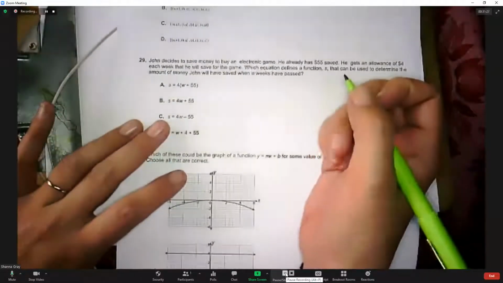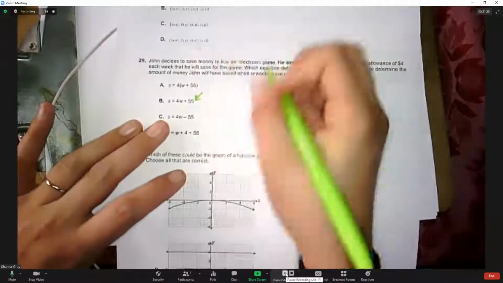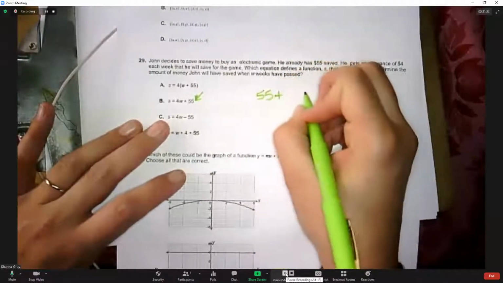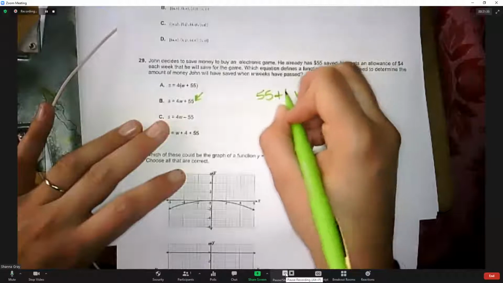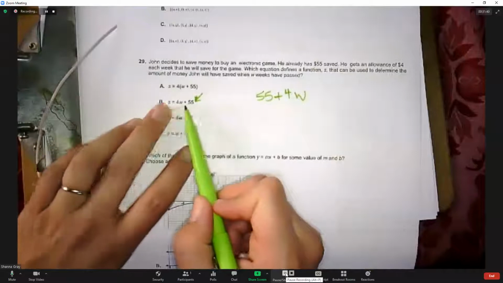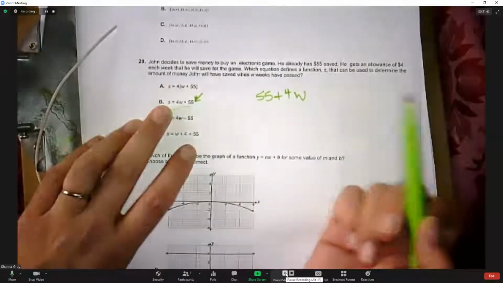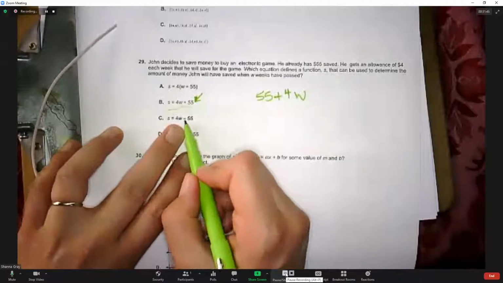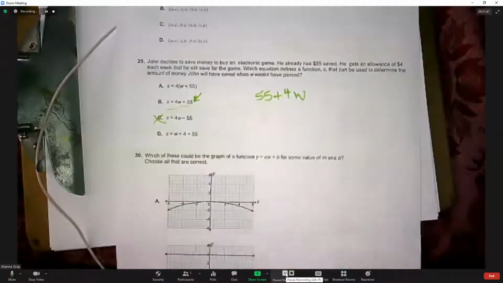All right, John decides to save money to buy an electronic game. He already has $55 saved. He gets an allowance of $4 a week. Which equation defines a function that he can use to see how many weeks until he can save up enough? Really, he's starting at $55, right? So he starts out with $55, and then he's going to add $4 each week. So he starts with a certain amount, and then it changes by $4 each week. It goes up by $4. He didn't start with a negative amount, so that didn't make sense.